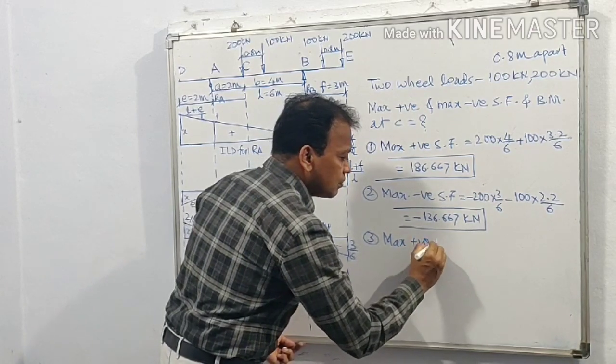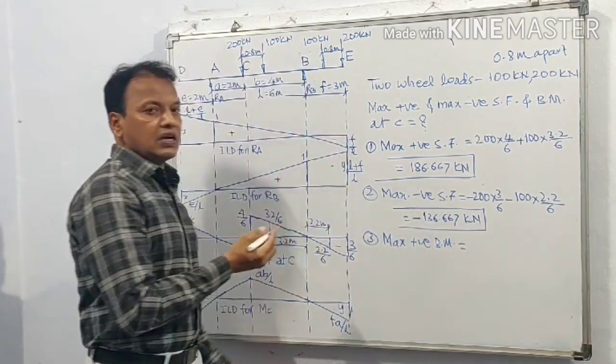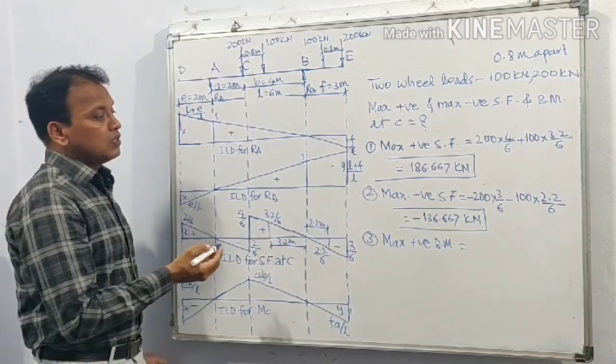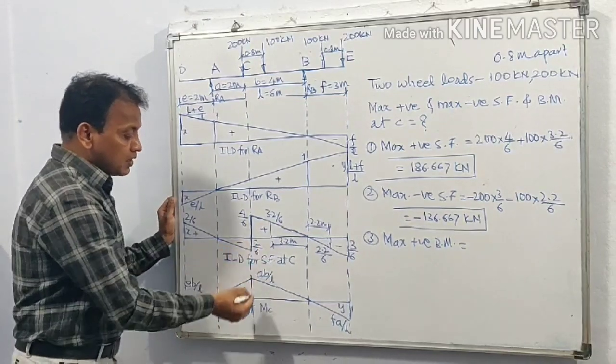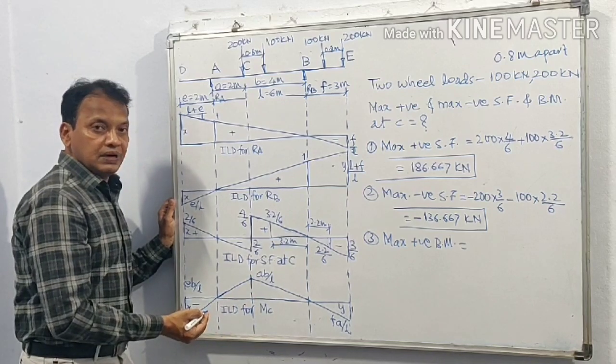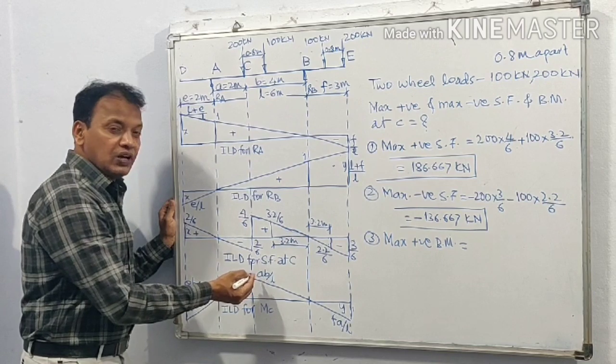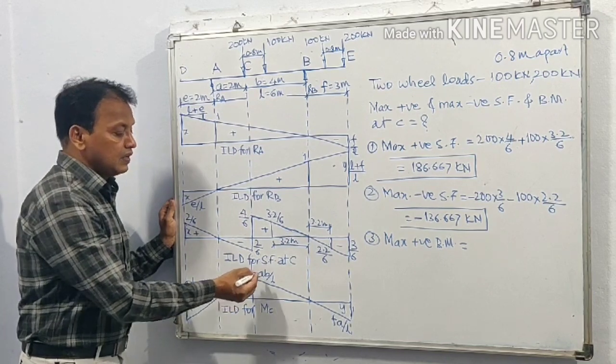maximum positive bending moment at C. We are calculating shear force and bending moment at C. So maximum positive bending moment. Now look at the influence line diagram for bending moment at C. Let us first write ordinates, putting values of A, B, E and F.